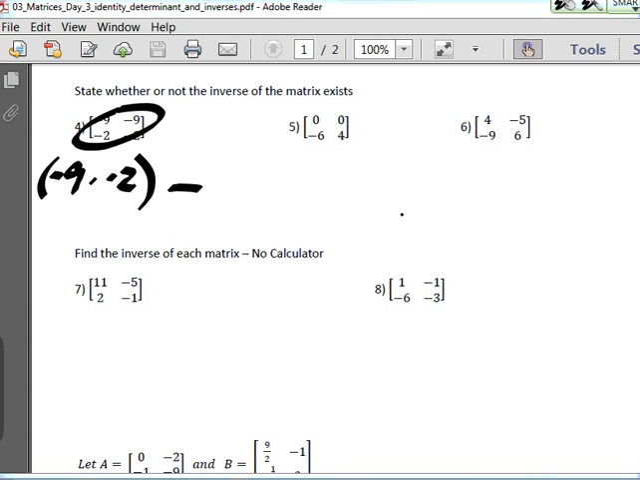The marker's really thick again. How did that happen? Negative 2 times negative 9 is positive 18. And so this is 9 times 2 is 18. Minus 18, which makes 0. Oh my gosh. When it comes out to 0, what happens? So there's no inverse. No inverse. So for 4, it has no inverse.